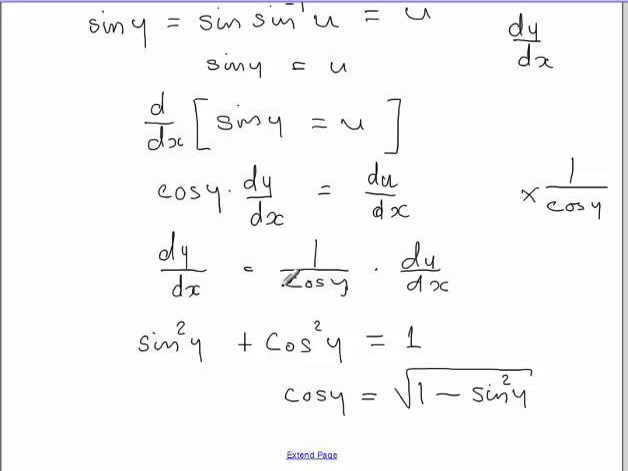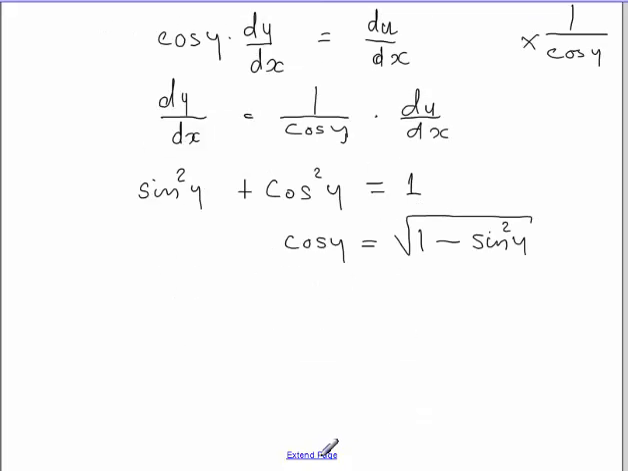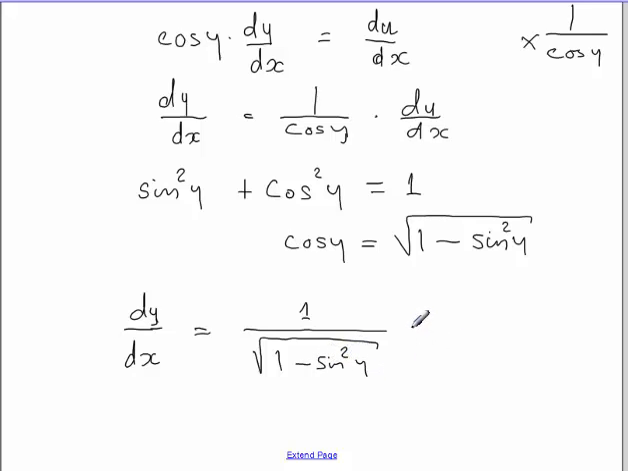So which means now this derivative, we can write it in terms of this. Let's go back there and say dy/dx is equal to 1 over cosine. Cosine is that. Then you just write 1 over the square root of 1 minus sine squared y, multiplied by the derivative of the argument.